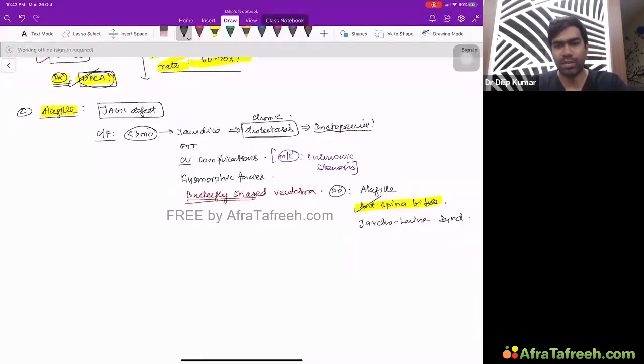And definite treatment is only liver transplantation, and it's a congenital problem. So many things have to be done, and it's a condition that is associated with a little poor prognosis. So that's what is important to know.